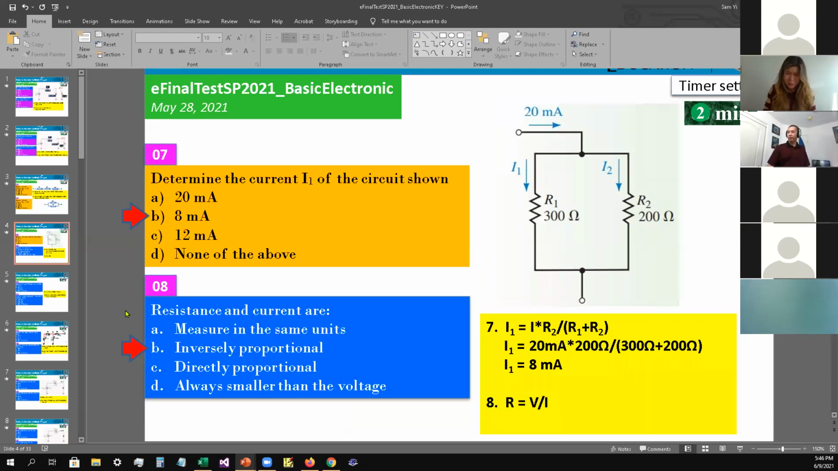Thank you. Okay, number 7, determine the current I1 of the circuit shown. So we need to find the current through I1 here. This is going to be a current divider. To find IR1, we take the total current times R2 divided by the quantity R1 plus R2. So 20 milliamps times 200 ohm divided by the quantity 300 ohm plus 200 ohm, and you do that and it comes to 8 milliamps. So the answer is B as in boy for number 7.